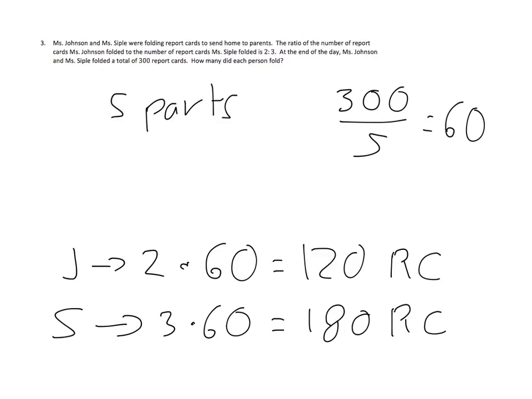Now, one way we can always check to make sure we're right is to go back to our 2 answers, 120 for Ms. Johnson and 180 for Ms. Sipple. We can put them together. 120 plus 180 gives us a total of 300. So we know we're on the right track because our 2 pieces come together to make our whole. Okay, let's look at our last example, number 4.